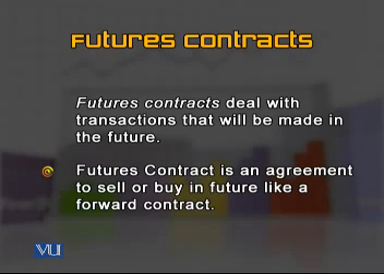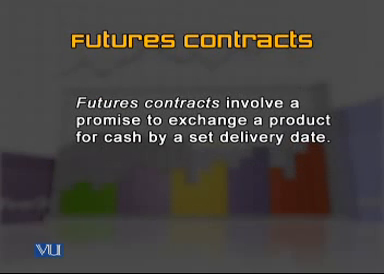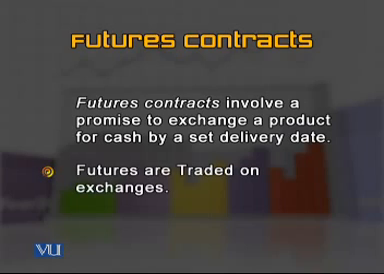A futures contract, once again, is an agreement to buy or sell in the future, just like a forwards contract, but there is a little difference between a future and a forward contract. Futures contracts involve a promise to exchange a product for cash by a set delivery date. And we have just discussed that futures are traded on exchanges. So this should be clear: futures are traded on the exchange. Futures are about future promises, about certain products at a certain time, at a specific price, in a certain quantity.